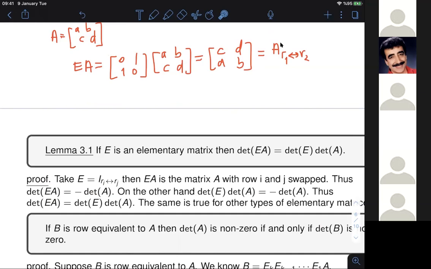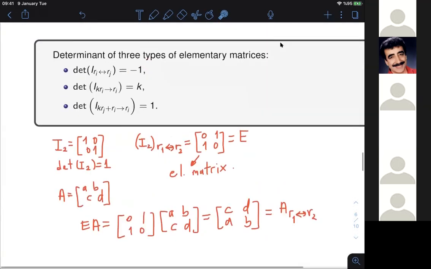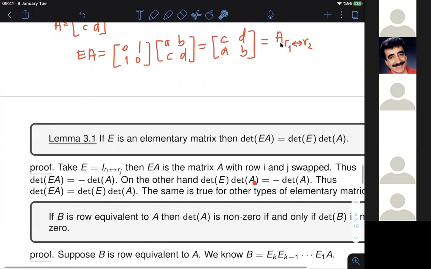On the other hand, if we compute this, then the determinant of E we discussed here, right? So this is minus 1, and this is determinant A. So this is minus determinant of A. So you see this equals this in this case for this type of elementary matrix.